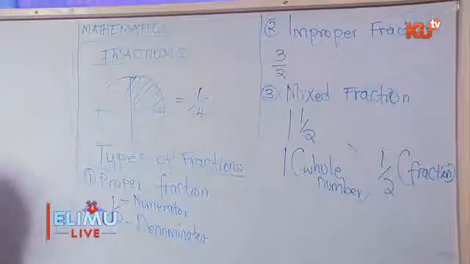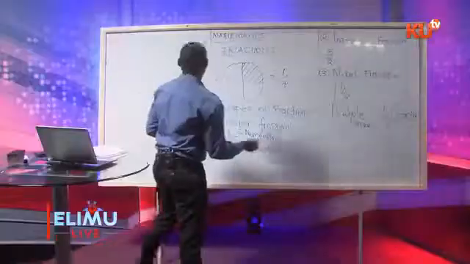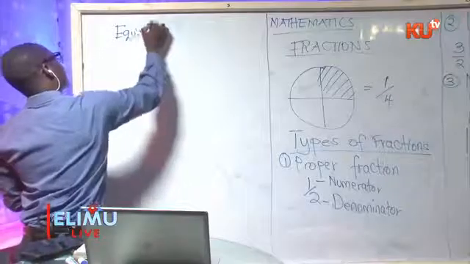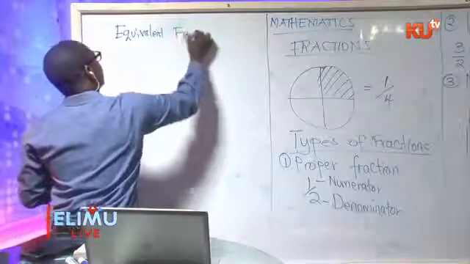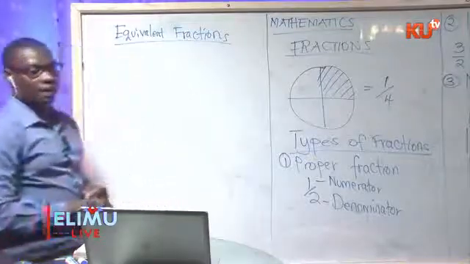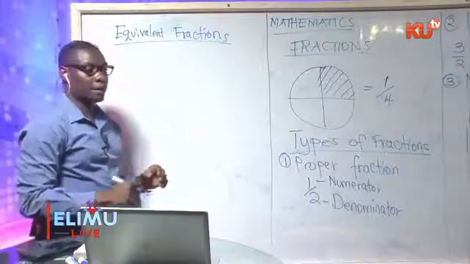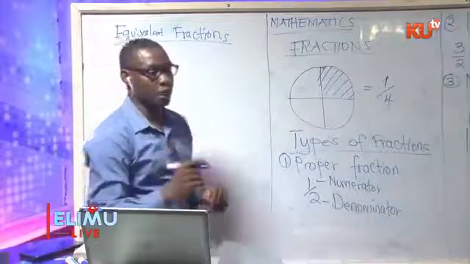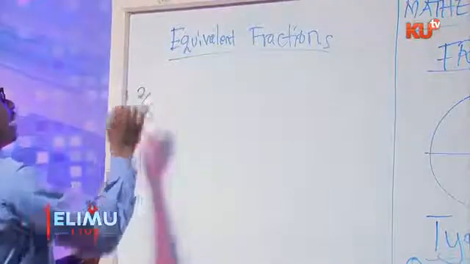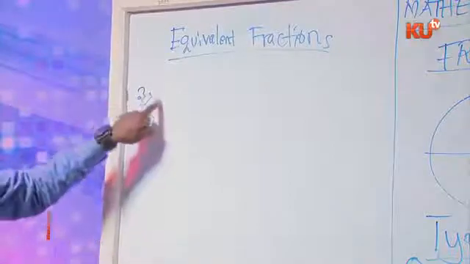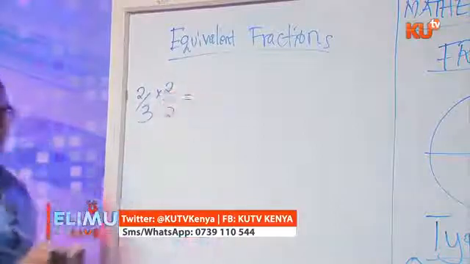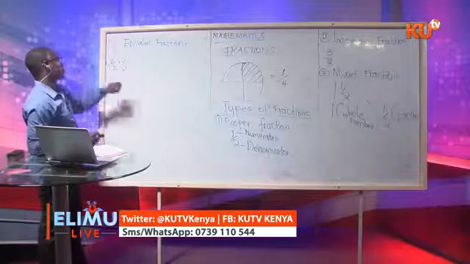Then we can have equivalent fractions. Something that is equivalent means something that is similar to. To get an equivalent fraction, the number that you multiply in the numerator should be the same number that you multiply in the denominator. For example, if we have 2/3 as our fraction, our first equivalent fraction will multiply by 2/2. So multiply by 2 on the numerator and multiply by 2 on the denominator.